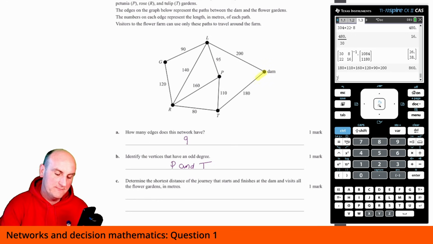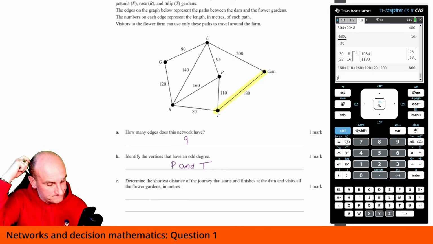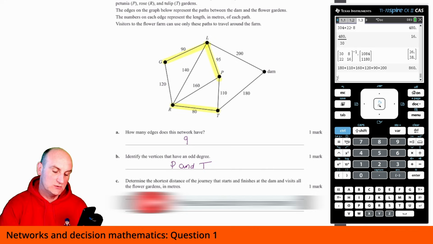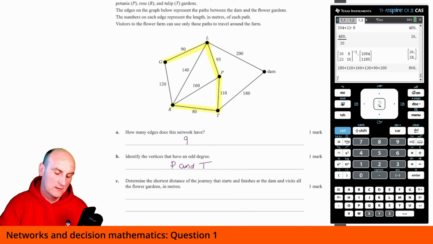So I've got to start at the dam. There's 80. Actually, I'm just going to try something, and I'm going to color in all the shortest distances. There's 95, there's 90, there's 80. Where's my next shortest one? 110. Okay. So the question is, there is 100, there is 200. Could I do that? Could I go? No, that's not going to work. Oh, this.